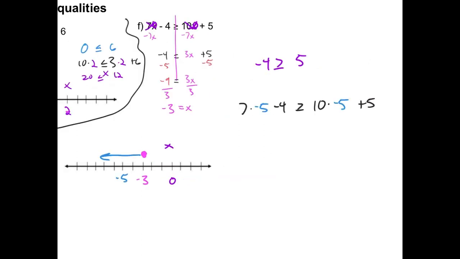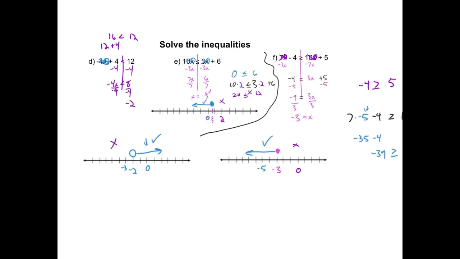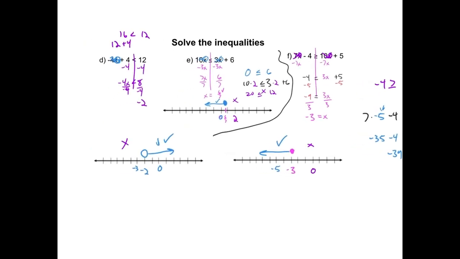So I've got my x's plugged in there. So this would be a negative 35 minus 4 would be a negative 39 on the other side. Then I've got a positive 10, and a negative 5 is a negative 50. Plus 5 would be a negative 45. And this one here is true. Negative 39 is greater than negative 45. So my negative 5 is correct, meaning that this does check out. There should be my newest graph.